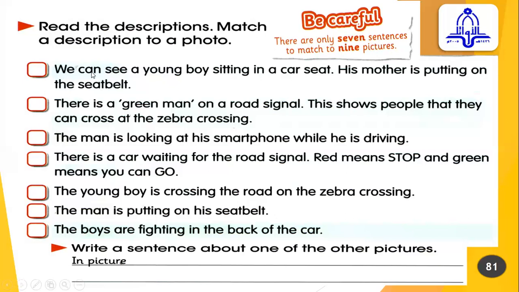The first sentence, we can see a young boy sitting in a car seat. His mother is putting on the seatbelt. We can see a young boy.